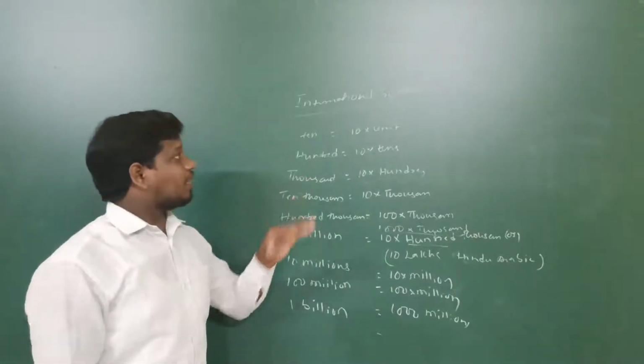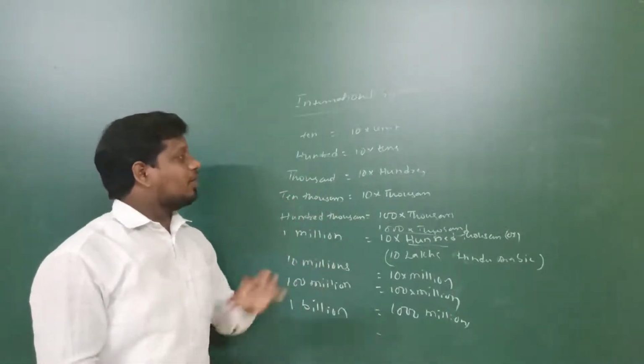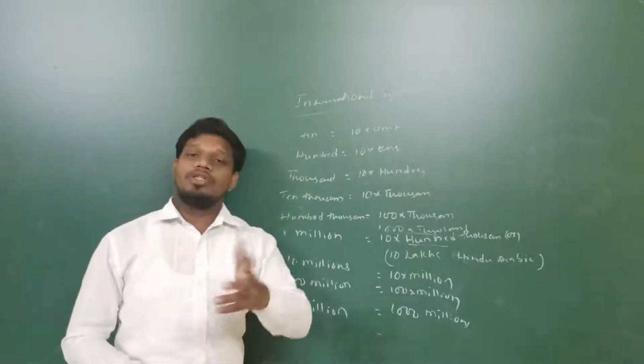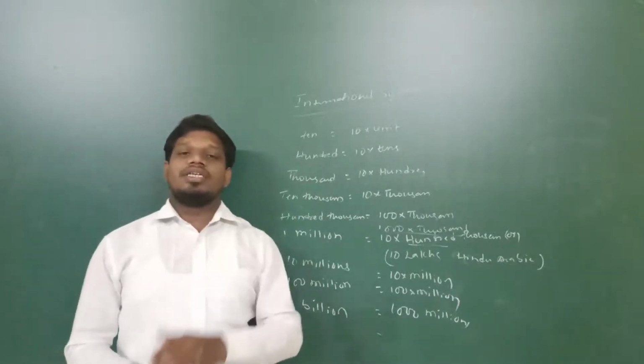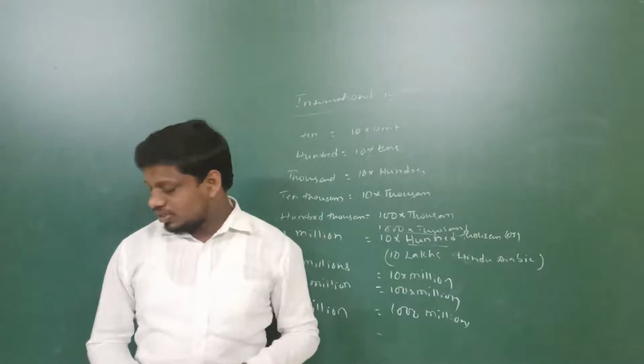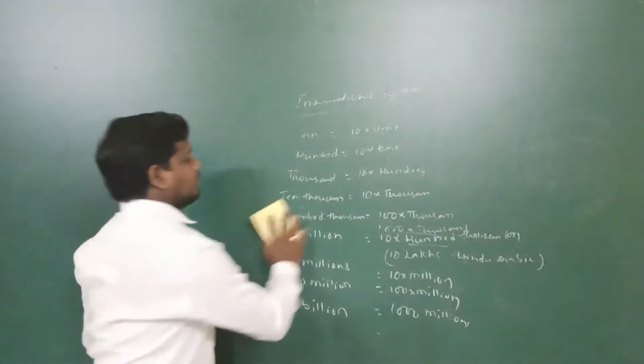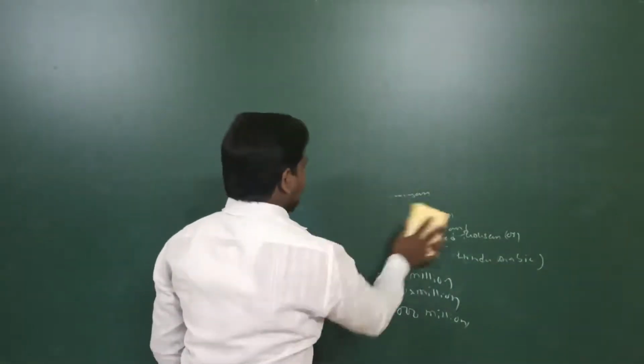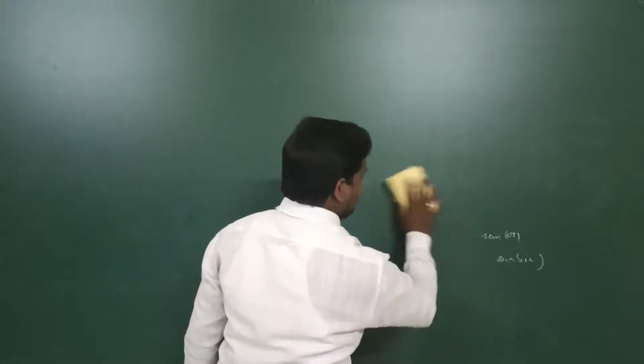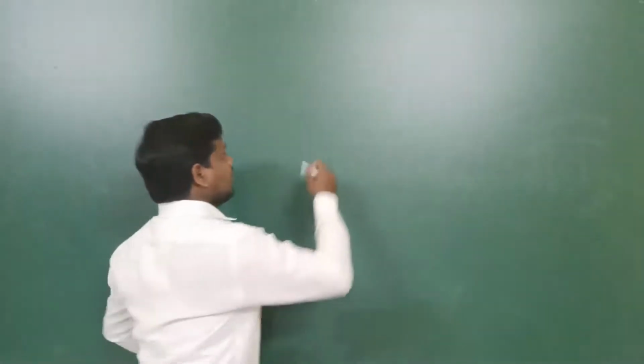Okay. So when we are writing, how can we compare or write the Indo-Arabic system and the international system? Just we will see. For example, there is a number. That number we have to express in terms of the Indo-Arabic system as well as the international system.